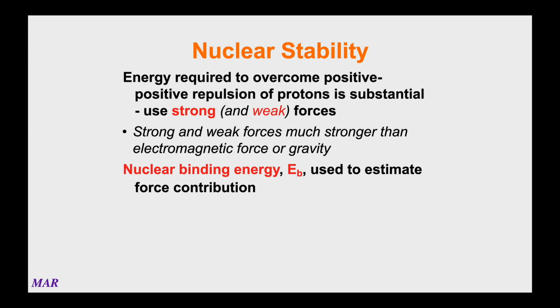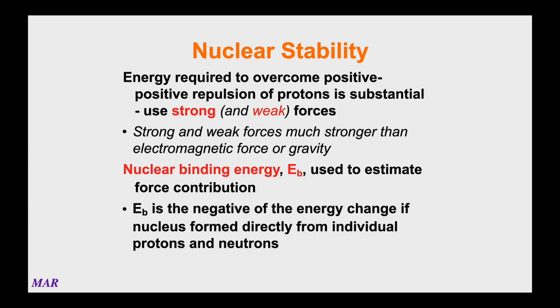But anyway, what we're going to look at here is how to calculate the nuclear binding energy. The nuclear binding energy, E sub B, is the negative of the energy change if the nucleus is formed directly from individual protons and neutrons. So what we're going to do here is an example of this E_B calculation, and let's say it was for a helium nucleus, a helium-4.